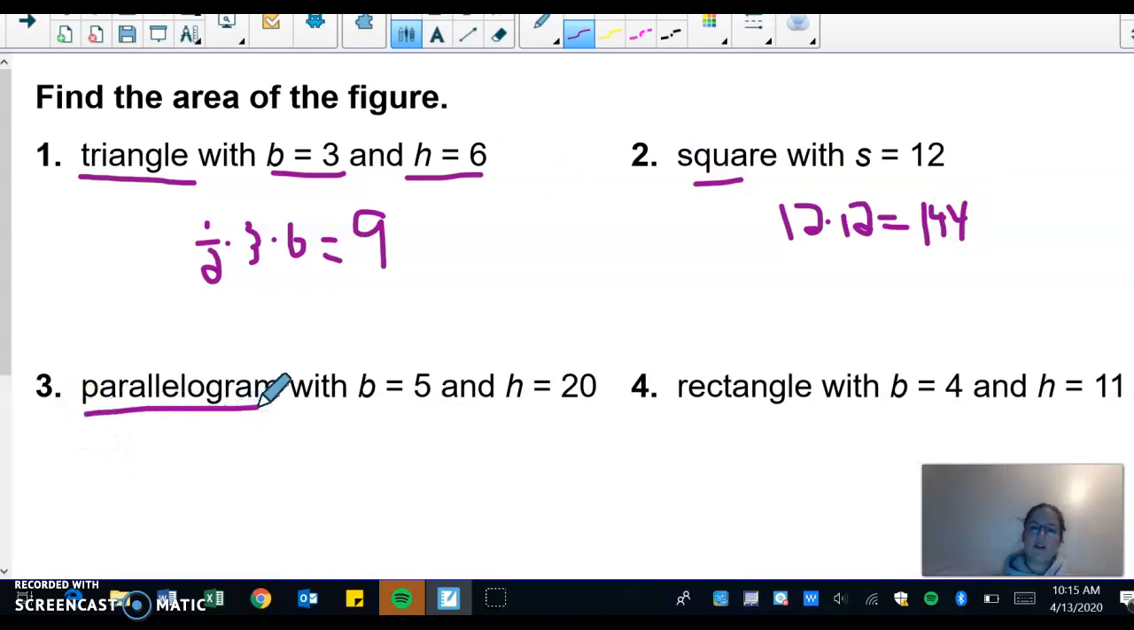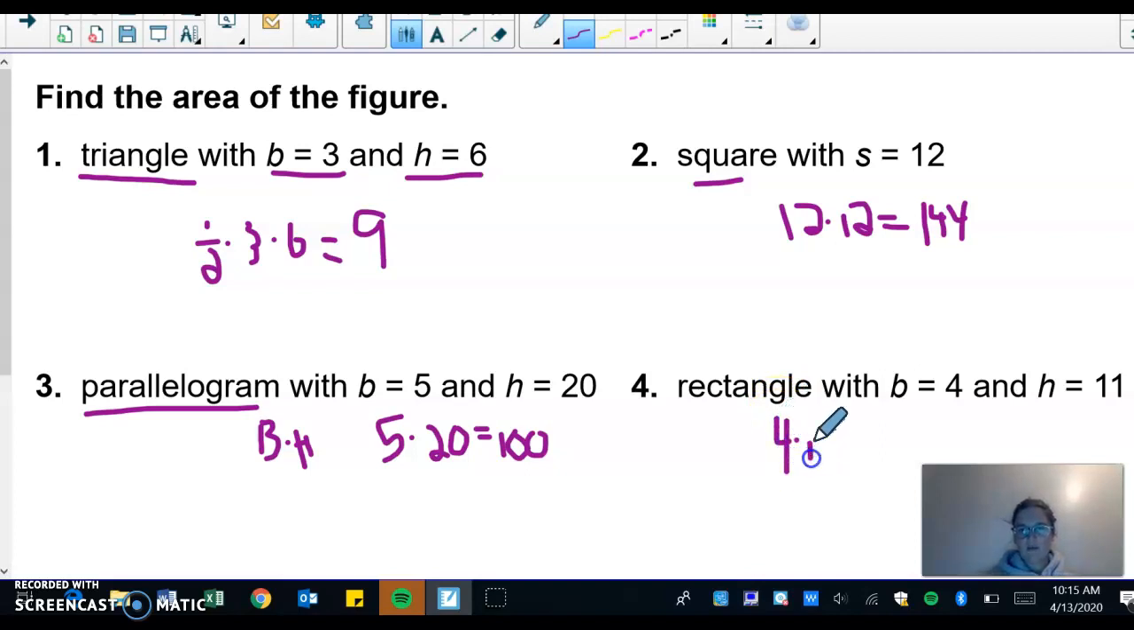Parallelogram, that's the shape we did in the beginning. So parallelogram is just base times height. So all you're going to do is 5 times 20, and that is 100. And then the rectangle is length times width. So it's 4 times 11, or base times height. And that's 44.